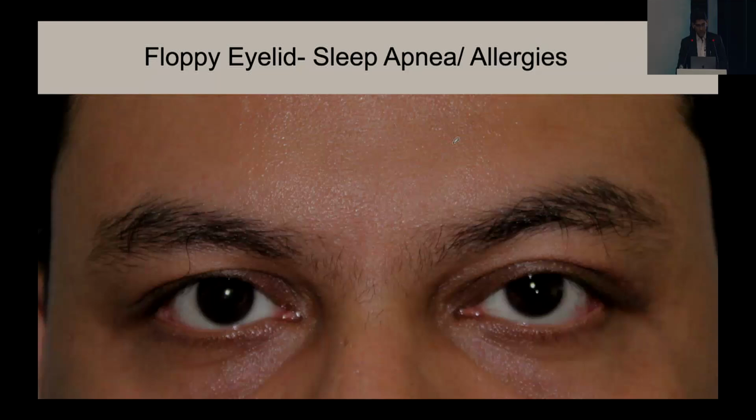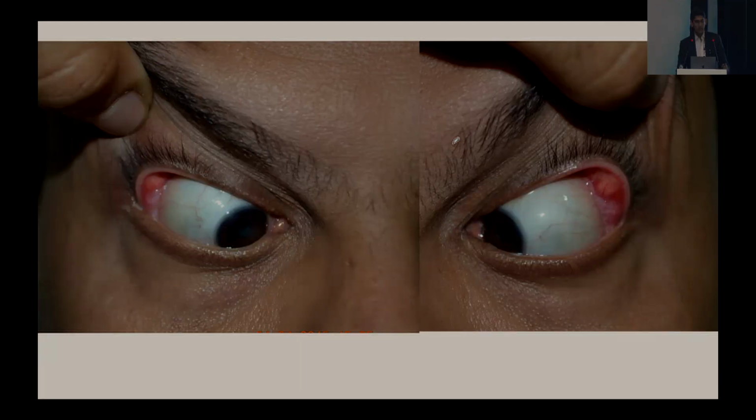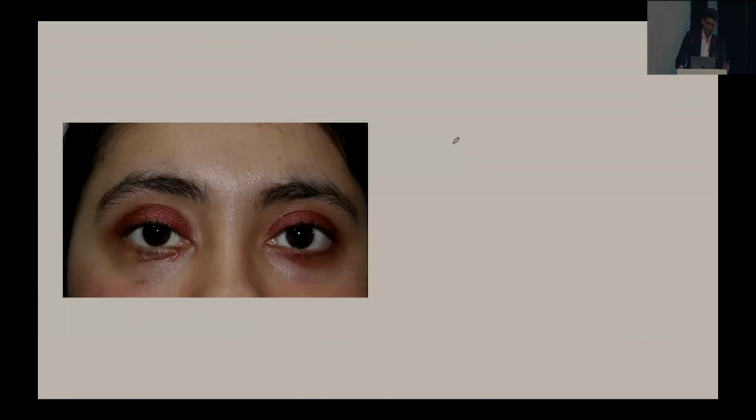Floppy eyelids already Dr. Chatterjee has spoken about, but you can see the lacrimal gland as well once you distract the eyelids from the globe. So that's an indicator of floppiness of the eyelids, and it's a very common cause of chronic ocular surface irritation as well as congestion.